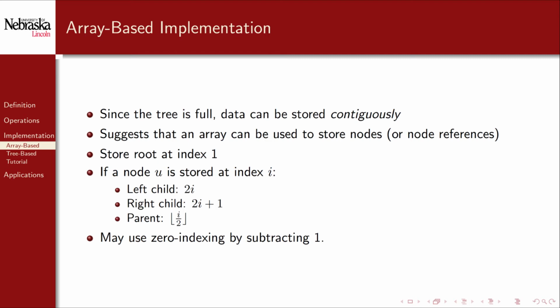Now, in general, if a node u is stored at index I, then we can easily compute the indices of its children and even its parent. The left child will be stored at index 2 times I, and the right child just one cell over at 2 times I plus 1. Reversing these formulas gives us the parent at I divided by 2 taking the floor. This scheme ignores the cell at index 0, but you can easily modify it by subtracting 1.